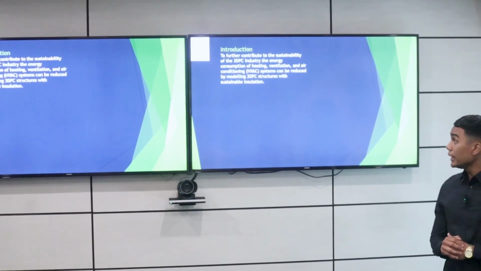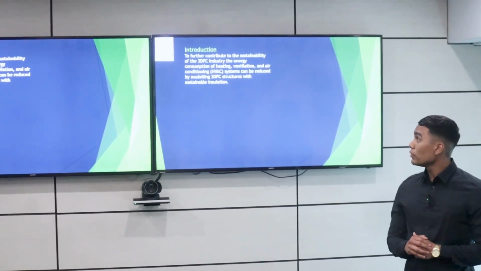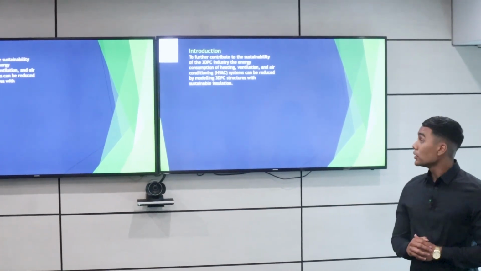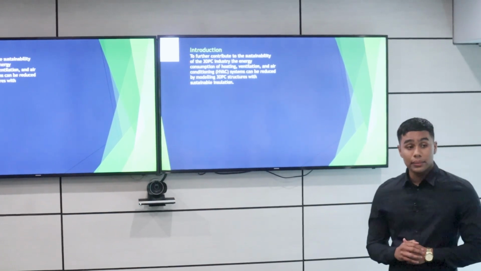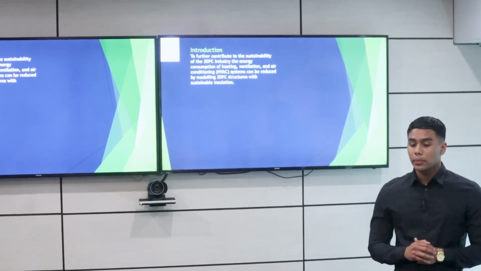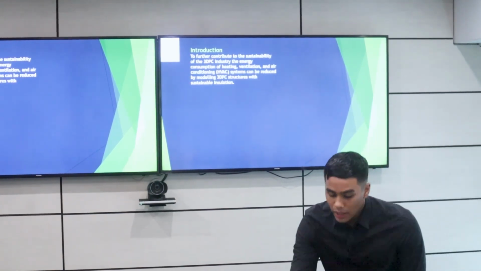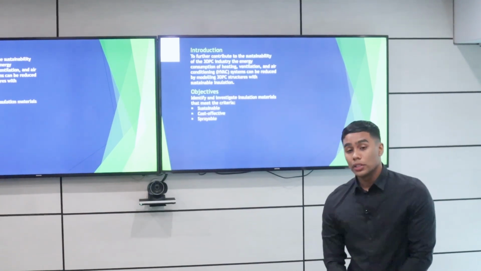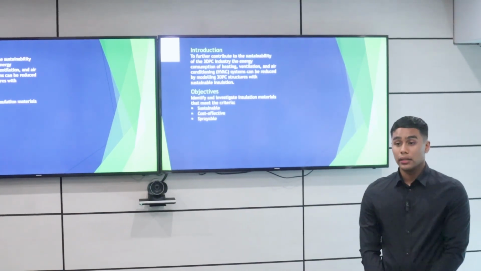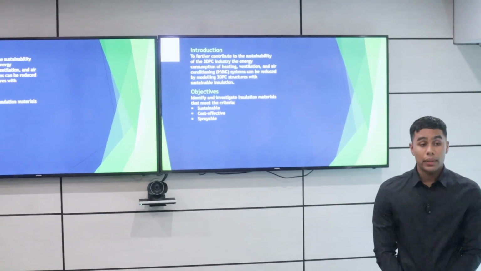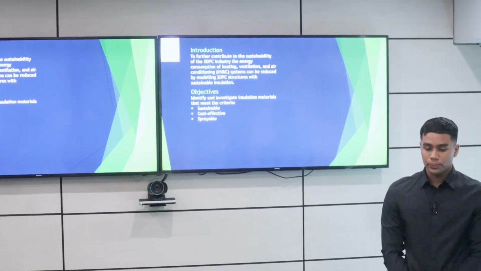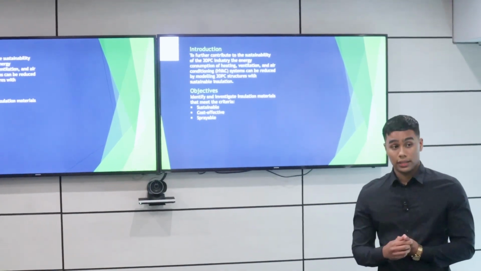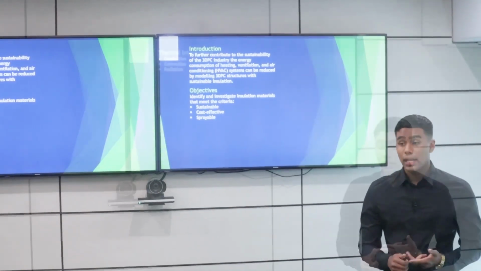industry. The energy consumption of heating, ventilation, and air conditioning systems can be reduced by modeling 3D PC structures with sustainable insulations. The aim of my project was to identify and investigate insulation materials that can be sprayed by an automated system within the cavity of a double-leaf concrete printed wall. The material had to be sustainable, cost-effective, and sprayable.